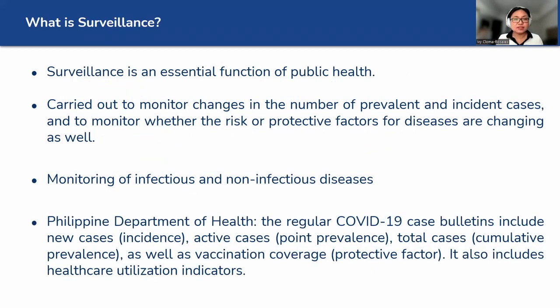So what is surveillance? Surveillance is an essential function of public health. It is carried out to monitor changes in the number of prevalent and incident cases, as well as to monitor the risk factors and protective factors for diseases. This monitoring is traditionally thought to be done for infectious diseases, but it is also used to check on non-infectious conditions as well, such as mental health issues, asthma, cancer, hypertension, and diabetes.